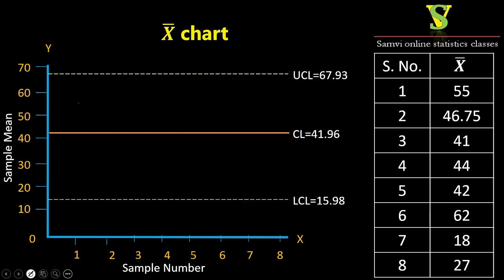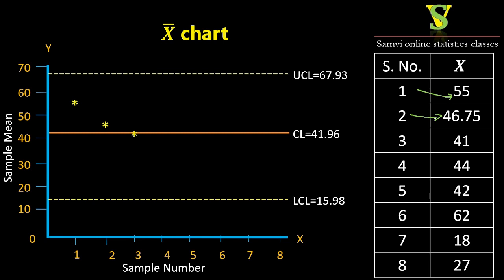Once CL, LCL and UCL are plotted, then by referring to the sample number and sample mean, put the points on the graph. For 1, it is 55. So we have to put the point here. Then for 2, it is 46.75. So put the point. So like this, you have to put the points one by one.